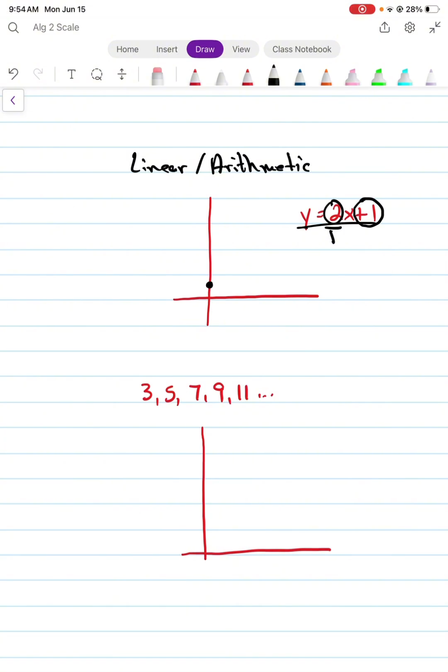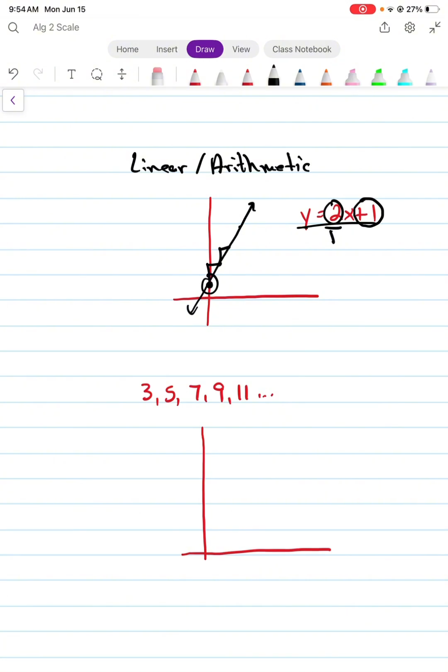The y goes up 2 for every x value of 1. So you can go up 2 over 1, up 2 over 1, up 2 over 1, and that's going to give you a graph. Again, the plus 1 is where it crosses, and the 2 over 1 is the rate of change. If you know that, we can very easily find the equation of an arithmetic sequence.